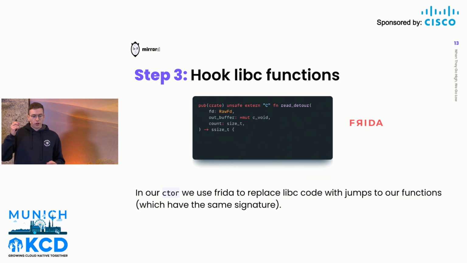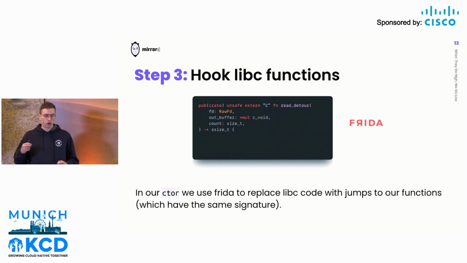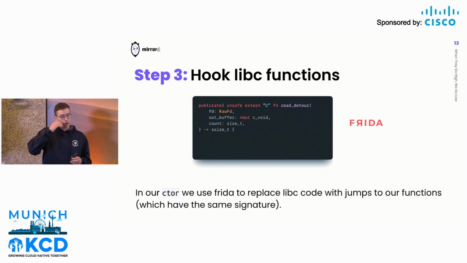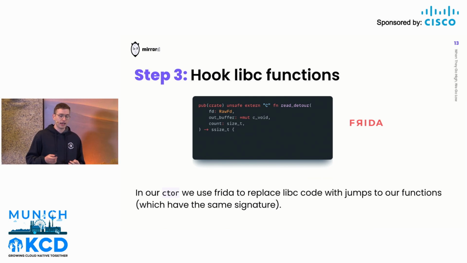OK, so now that we have code execution inside the user's process, what we do run on startup is code that utilizes Frida in order to hook Libc functions. Frida is a dynamic instrumentation toolkit, and it lets us manipulate the process's code while running. And so we use it to hook some Libc functions. And in this context, hooking means that whenever there is a call to that Libc function, instead of that Libc function, our own code is being executed.